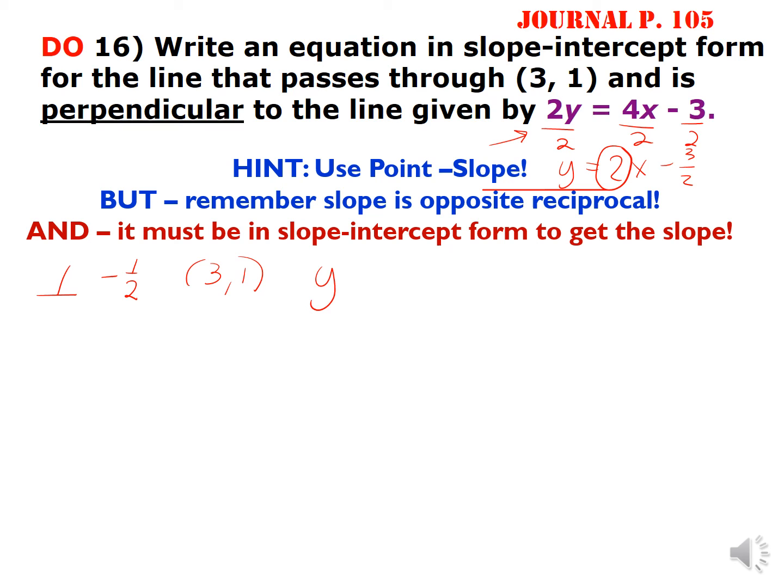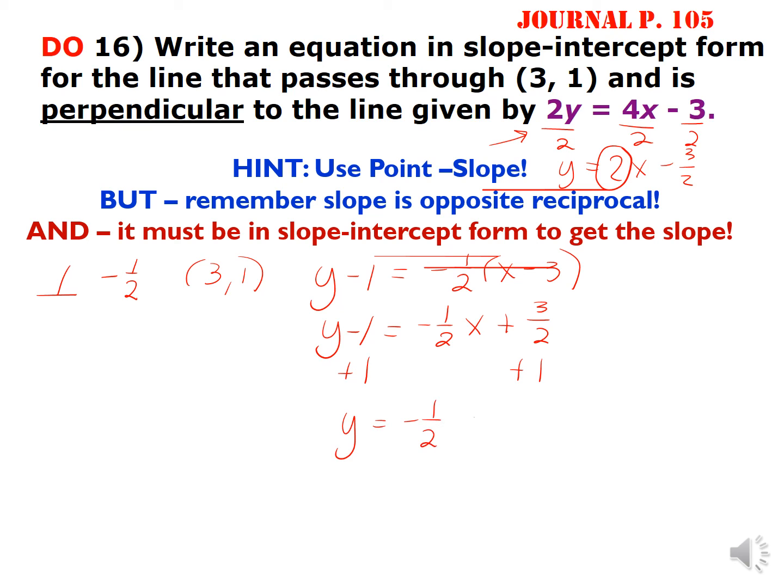So I go y minus 1 equals negative 1/2 times x minus 3. Y minus 1 equals negative 1/2 x plus 3 over 2. Okay, now we're going to add the 1 to both sides. Remember, we're going to add 1 to 1.5. So we get y equals negative 1/2 x plus 2.5. You can write it like this. You can write it any way you want. Okay, just make sure you make it 2.5.